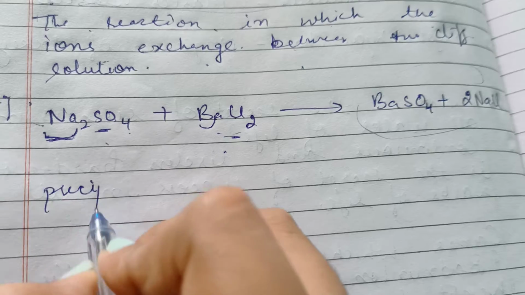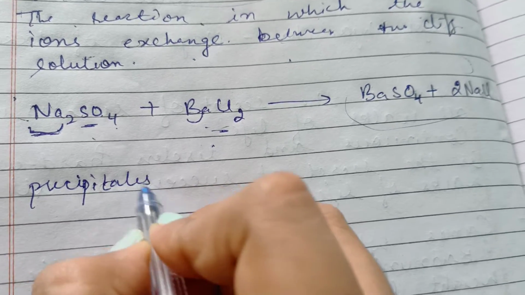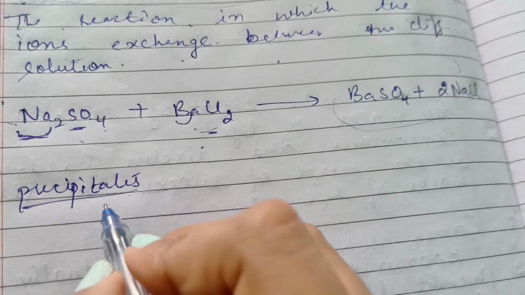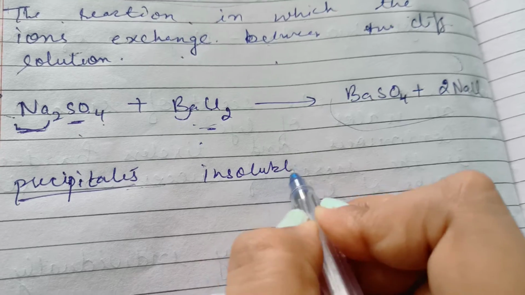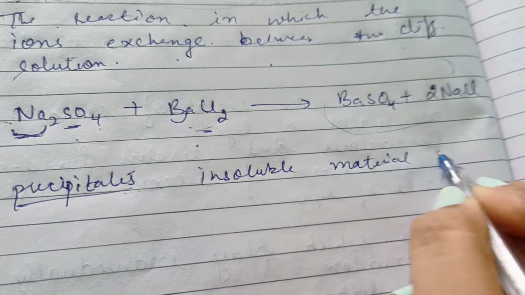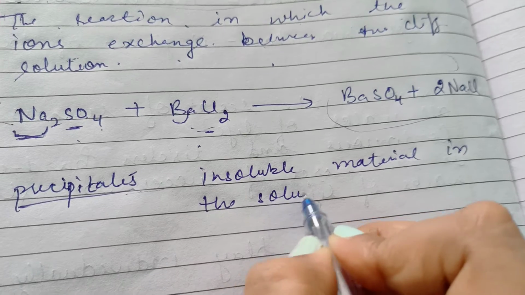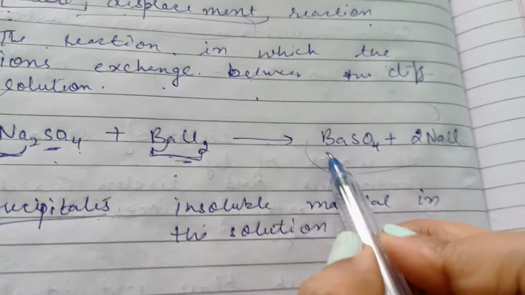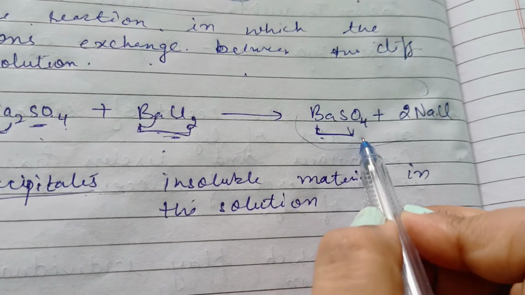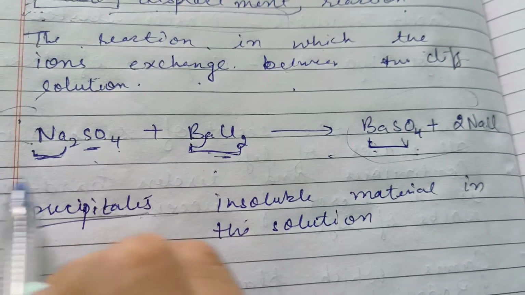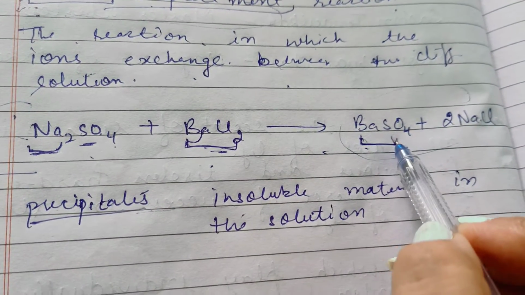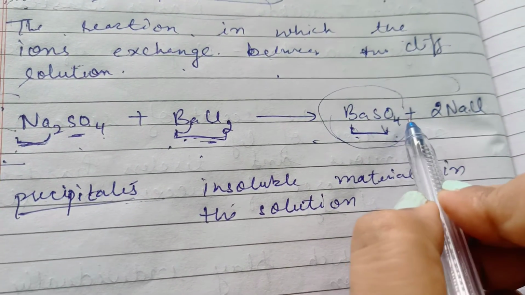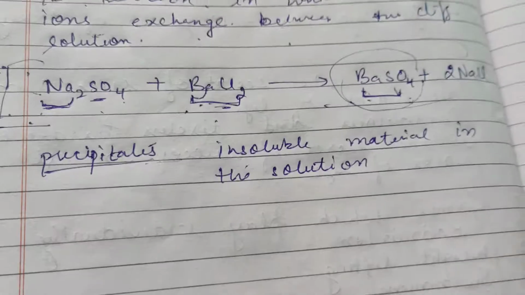Next is precipitates. What are precipitates? Precipitates are the insoluble material in the solution. Okay, so barium sulfate is always formed in the form of a precipitate. So this reaction is also an example of precipitation reaction, because after reacting both these reactants we will get barium sulfate, which is a precipitate.